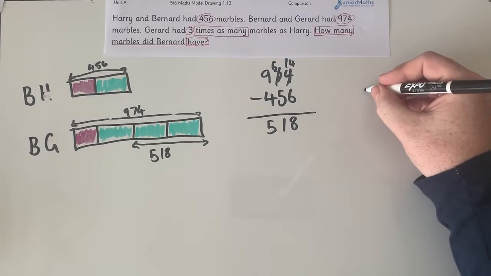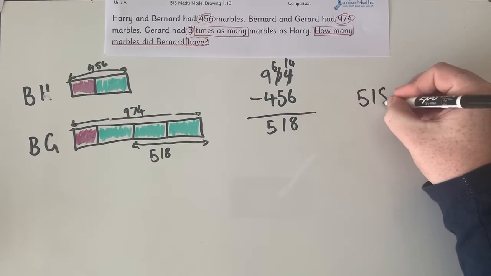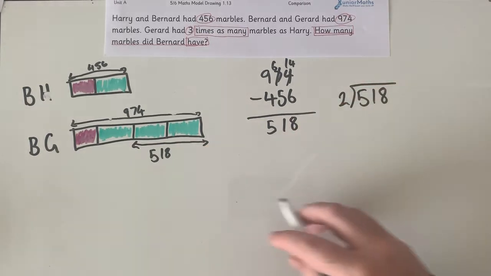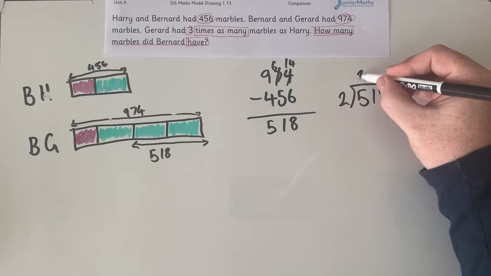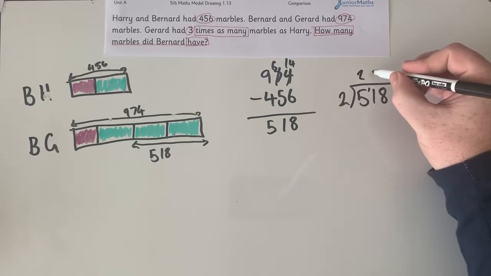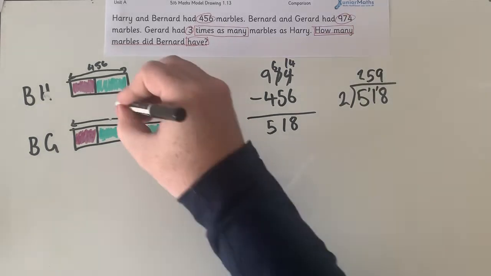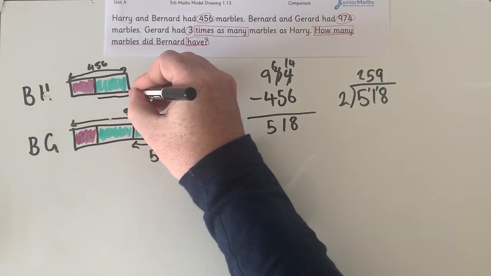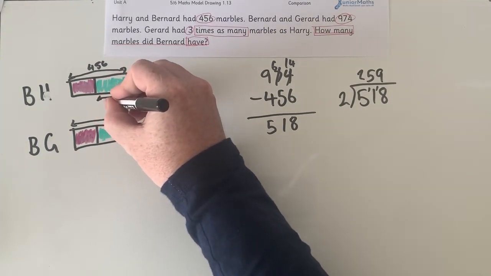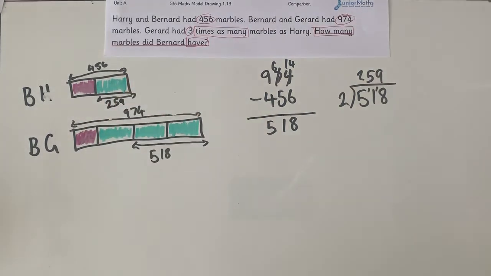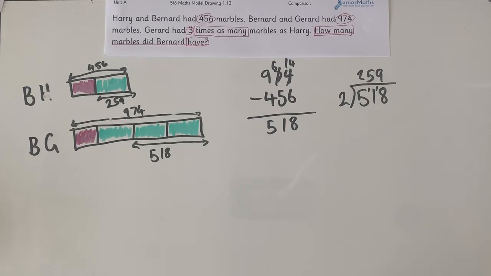But we need to find what 1 equal part is worth. So 518 divided by 2 because it's 2 equal parts. 2 into 5 is 2, 1, 5, 1. So 1 equal part equals 259. Now we need to find out how many marbles Bernard had.